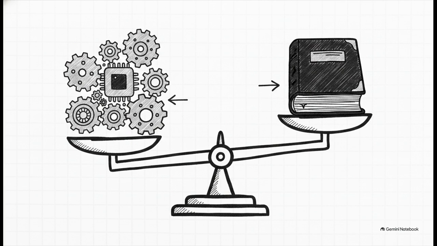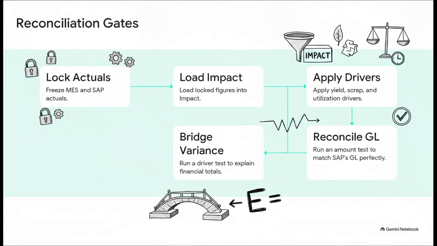You can have the most brilliant, granular, super advanced operational cost model in the world sitting in Impact ECS, but I promise you, if the final total doesn't perfectly reconcile with the SAP General Ledger, your finance department will literally ignore it. To build and keep that trust, you have to run through highly structured monthly reconciliation gates.